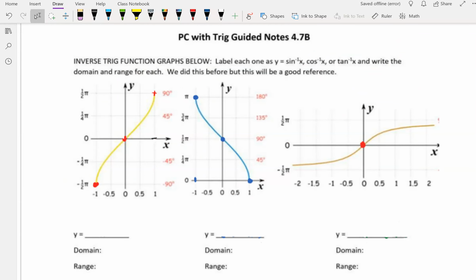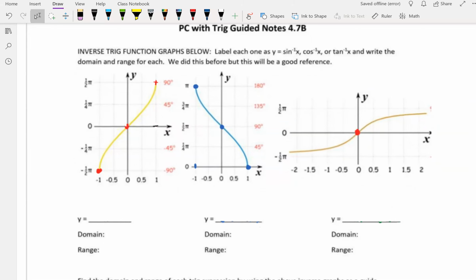All right, next section, label each one as inverse sine, inverse cosine, or inverse tangent. Write the domain and range for each. We did this before, so this will be a good reference. Since we did this before, if you want to pause the video and try to figure out which one's which on your own, that would be great. And then you can unpause the video and I will talk about each of them. All right, so this first one should be inverse sine.